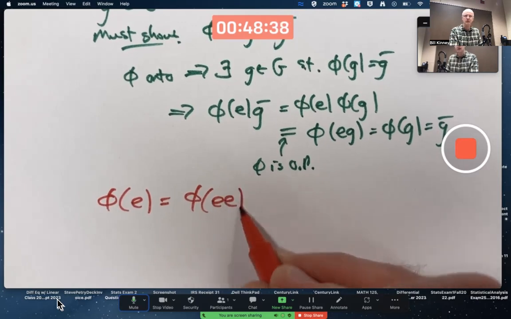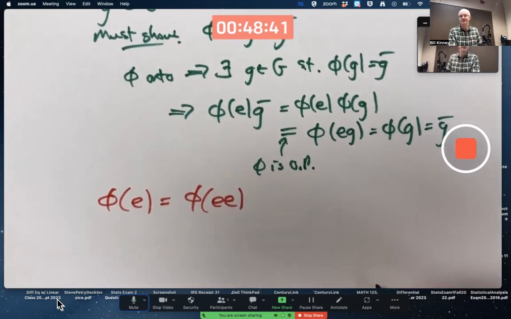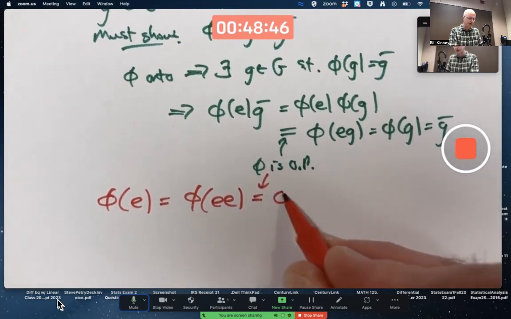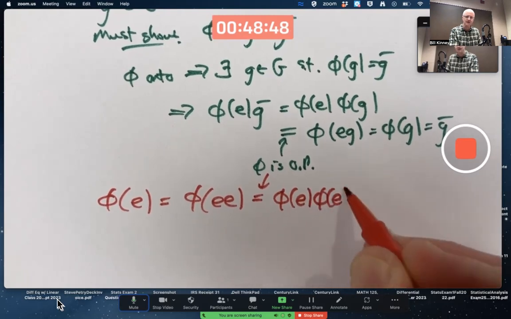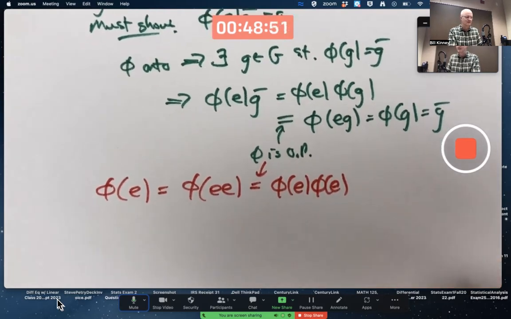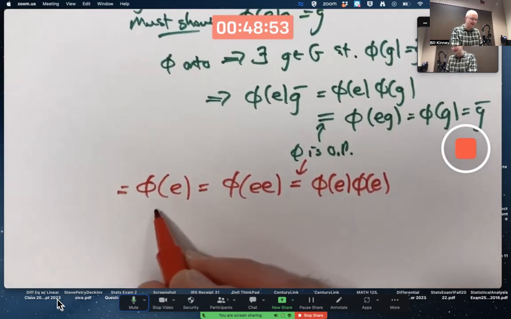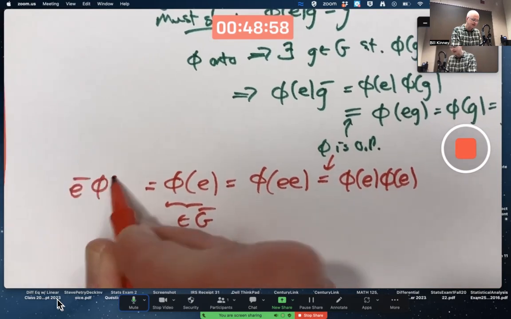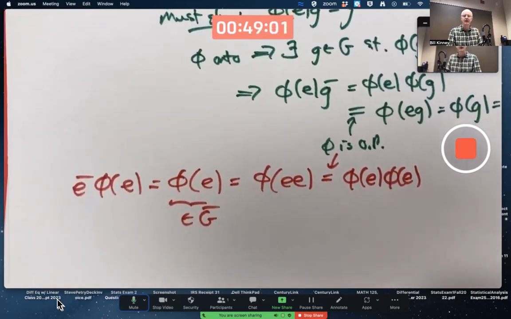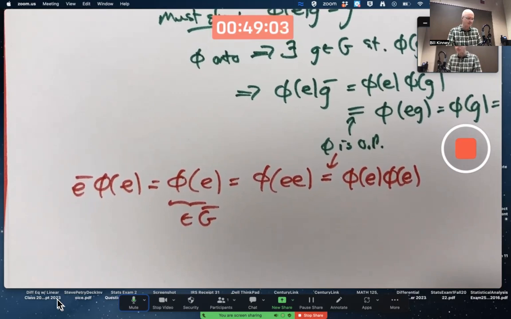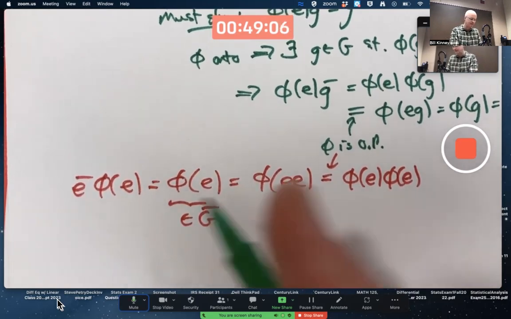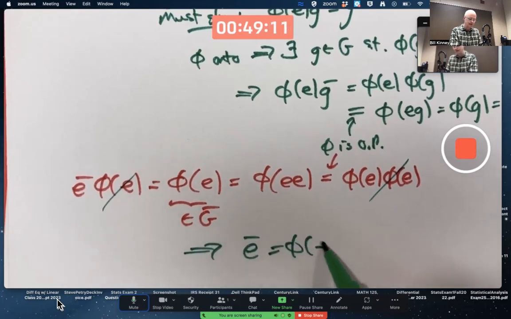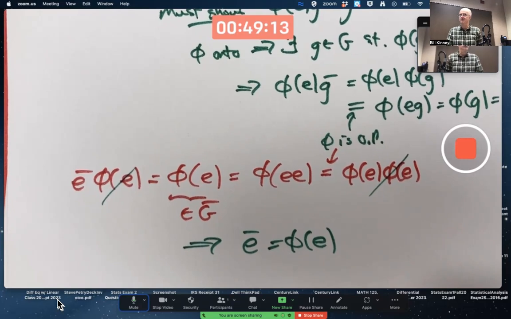First of all, E equals E times E. And phi is OP, operation preserving here. Maybe I should write this as phi of E times phi of E. And this thing, that's an element of G bar here. That could be written as E bar times that element. And now, right cancel. That implies E bar equals phi of E. That's the way the textbook does it, essentially.